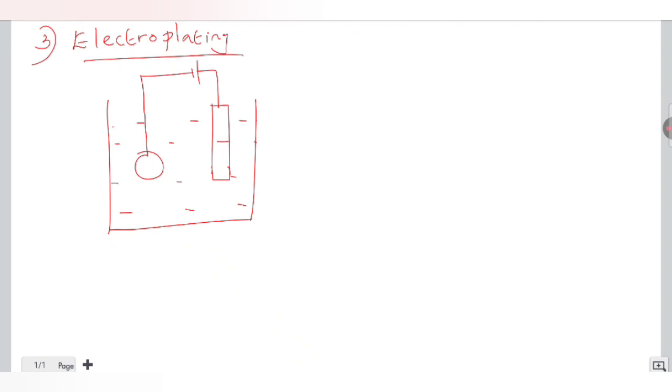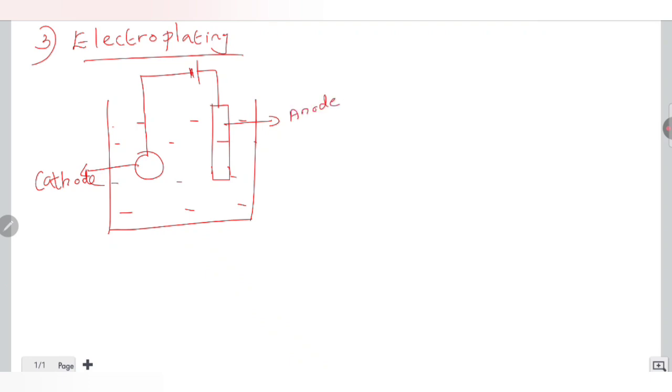You have anode and cathode. When you look at our cathode, I connected the other way around for you to see, right? So the negative is our cathode. Always the cathode is the substance that you want to plate. If it's a ring, it's a ring. If it's a spoon, it's a spoon. Whatever the substance that you want to plate, that must be your cathode. And the metal that you are going to plate with, that is your anode.